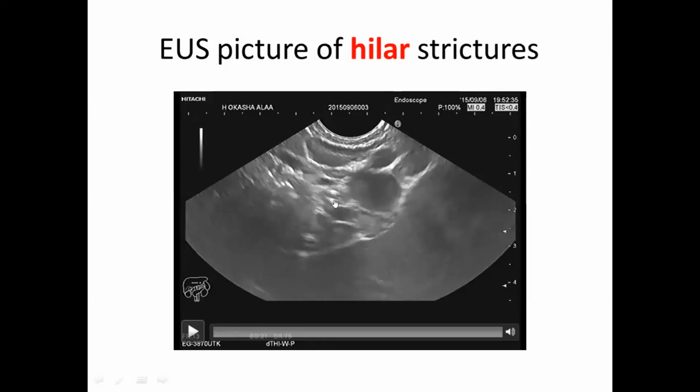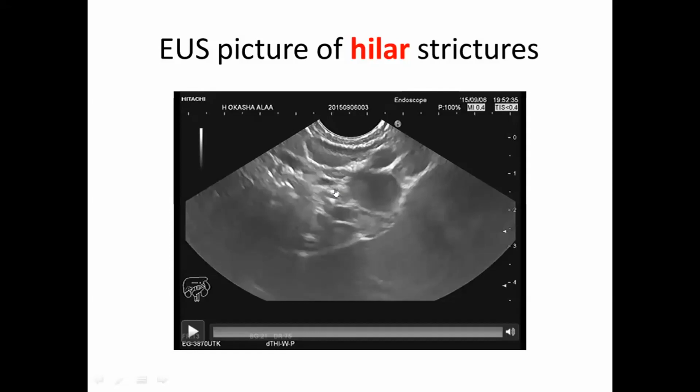It may be a malignant stricture, very early cholangiocarcinoma, or it may be an inflammatory stricture like sclerosing cholangitis or autoimmune cholangitis in IgG4 related disease. A part of IgG4 related disease, autoimmune cholangitis.